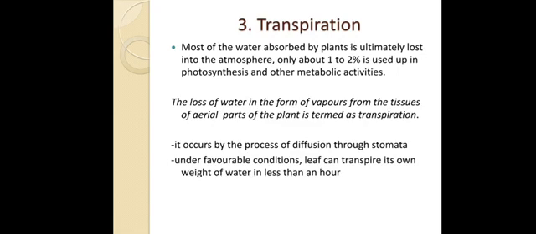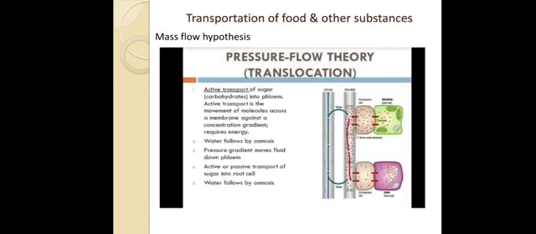So you can define transpiration now. The loss of water in the form of vapors from the tissues of aerial parts of the plant is termed as transpiration, and it occurs by the process of diffusion through stomata. Under favorable conditions, leaf can transpire its own weight of water in less than an hour. You can see that the rate is quite fast.